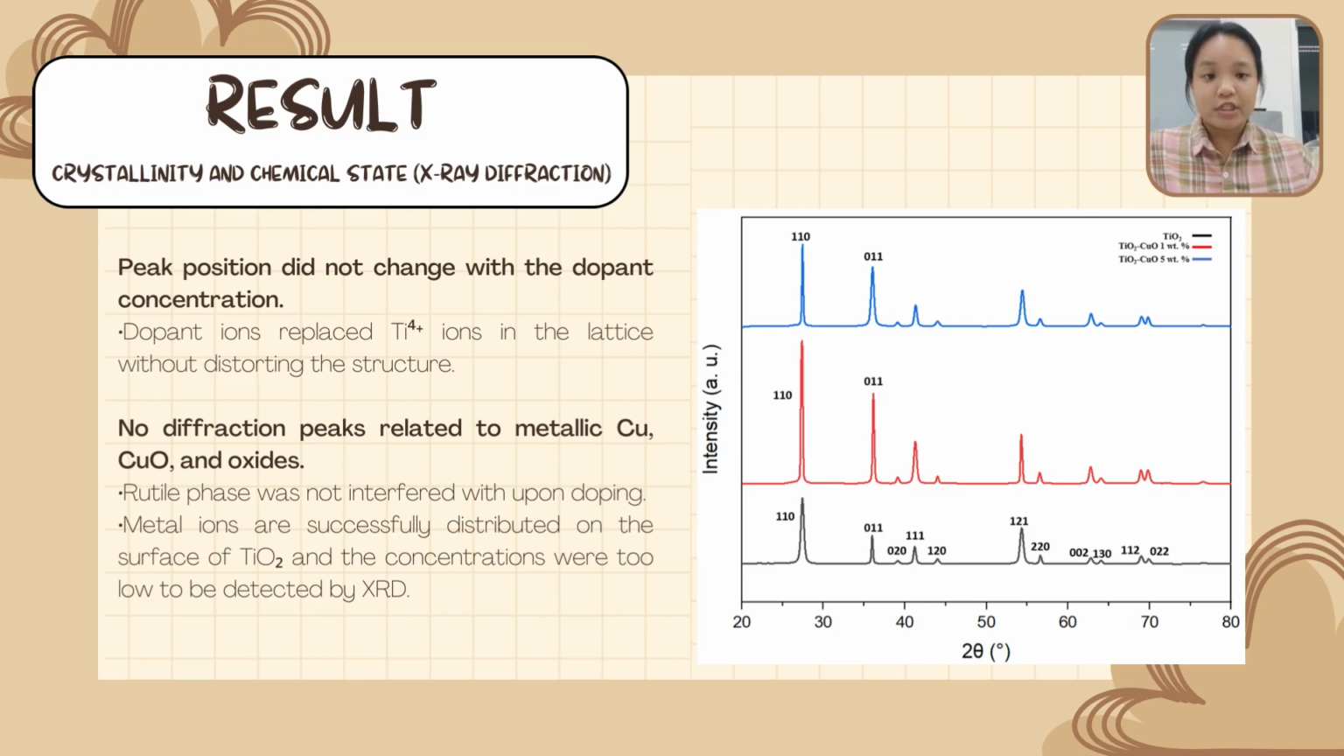The next observation is that there are no diffraction peaks related to metallic copper oxide or any other oxides. So this means that the rutile phase was not interfered with upon doping, and the metal ions are successfully distributed on the surface of TiO2. Another reason may be that the concentration of CuO is too low to be detected by XRD. This is a common observation by past researchers as well.